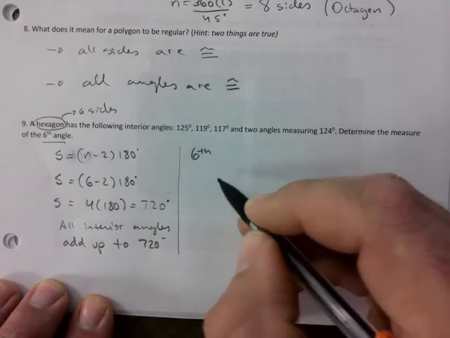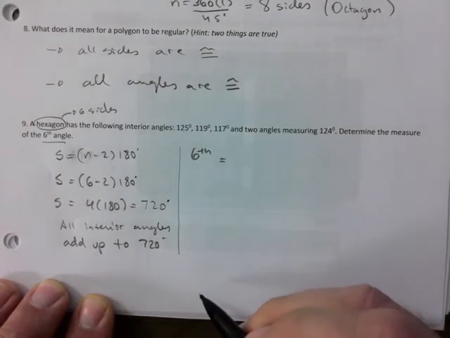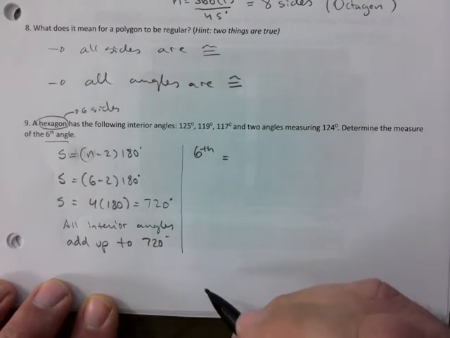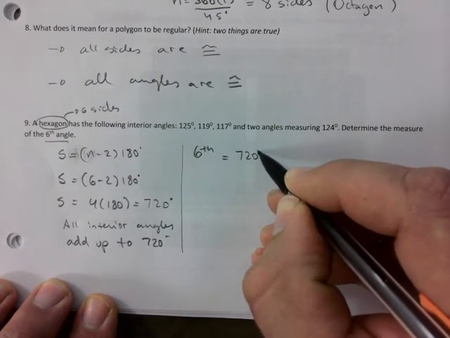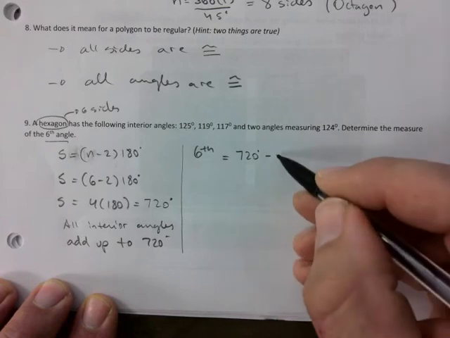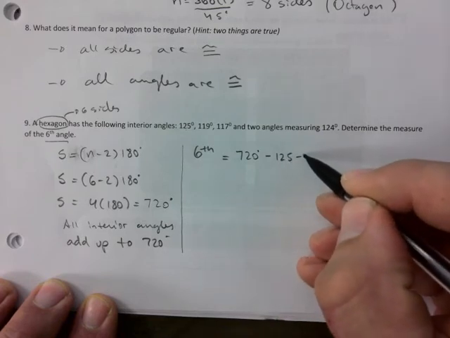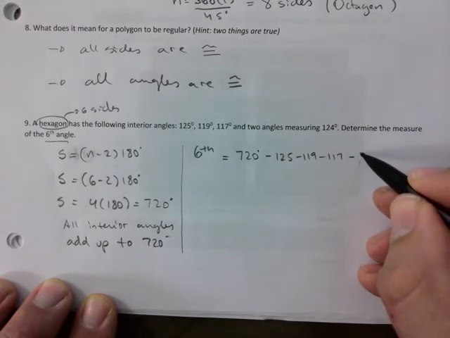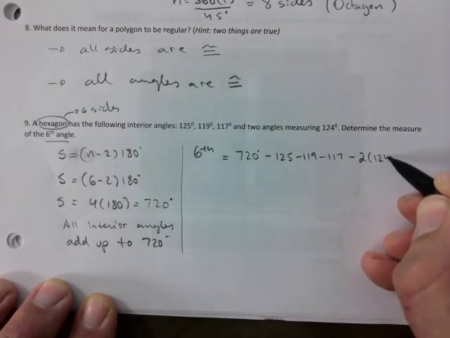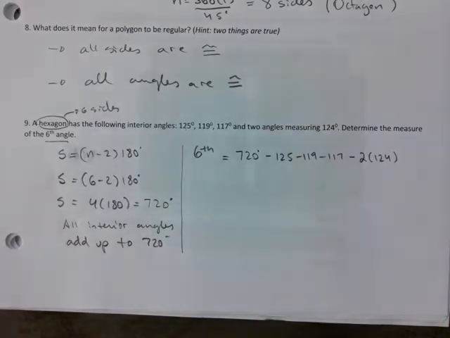Sixth angle is going to be, how would we find the sixth angle? We take the 720 degrees and we subtract what we know, right? We know the 125, the 119, the 117. There are 2 angles that are 124. So you either go 124 twice or you just go times 2, right?